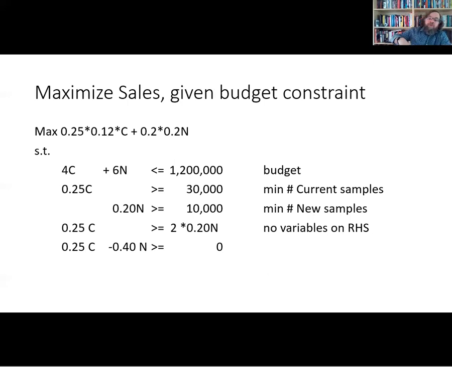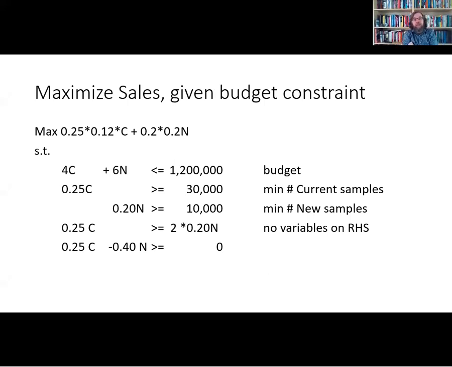So the number of sales to current customers will be 0.25 times 0.12 times the number of current customer offers we send out. And then for new customers, it's similar. It's 20% will request a sample and 20% of those will make a purchase. So the number of new customers who make a purchase will be 0.2 times 0.2 times the number of offers we send out to new customers.